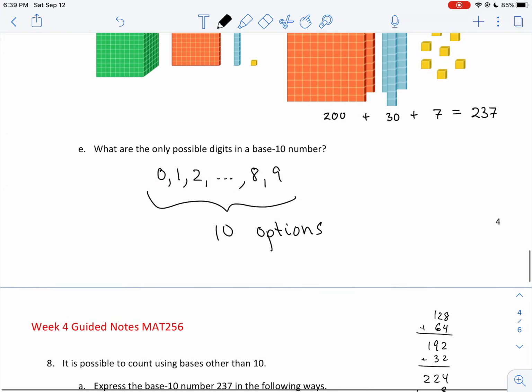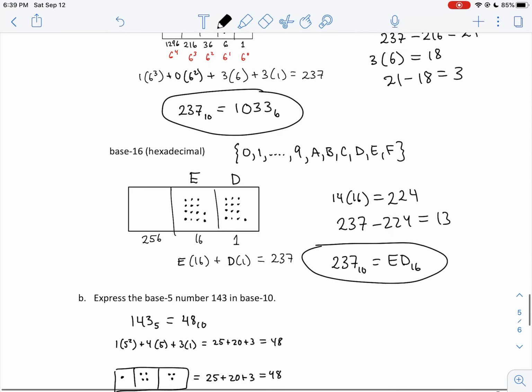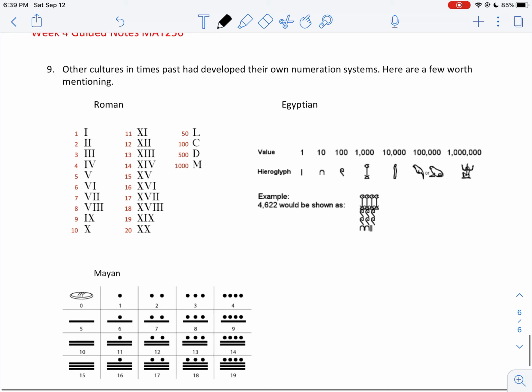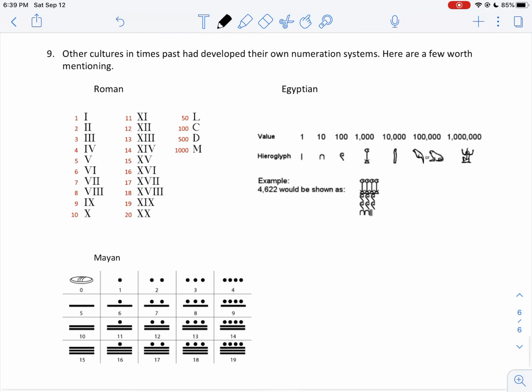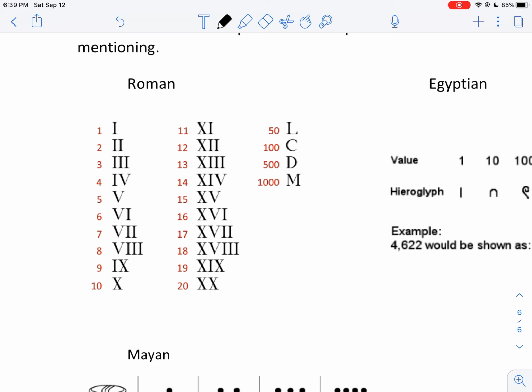All right, that's counting in other bases. And this last slide is going to go pretty fast. It's just a quick overview of the history of other cultures and how they counted things. For example, the Romans have the Roman numeral system that you may be familiar with. We still kind of use it in today's society. Like if you watch the Super Bowl, they use Roman numerals there. And you'll see them here and there.